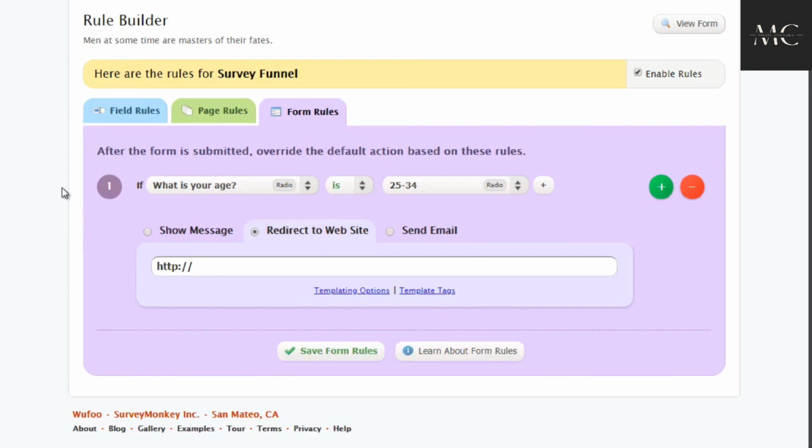Now, what does this look like in practical terms? So we've gotten this far in terms of showing you how to build a form and using form rules to redirect them to a page. So if we refer back to the mind map that we talked about earlier, we had the survey form. They had 3 pathways, and one pathway was going to the video sales letter. So all you would do is link this to the video sales letter.